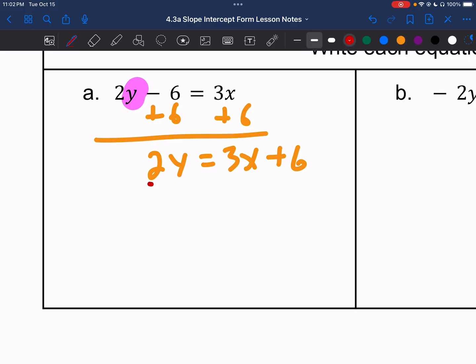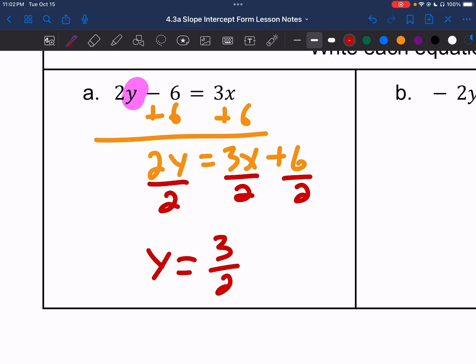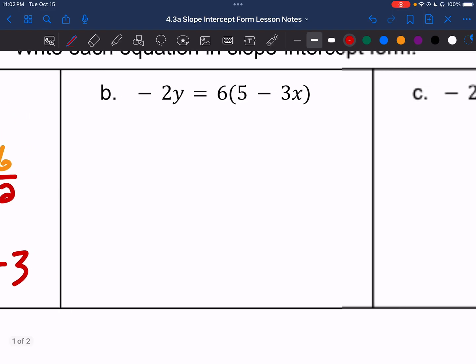My next step is going to be to divide all of my terms by 2. And when I simplify my fractions, we're going to be left with 3/2 x plus 3. We're going to leave that as a fraction. I'd rather you not write 1.5 or 1 1/2. Those would be technically correct, and I would not mark you off for them. I would just prefer that you leave it as a fraction because fractions will make it easier for us to graph our equations.